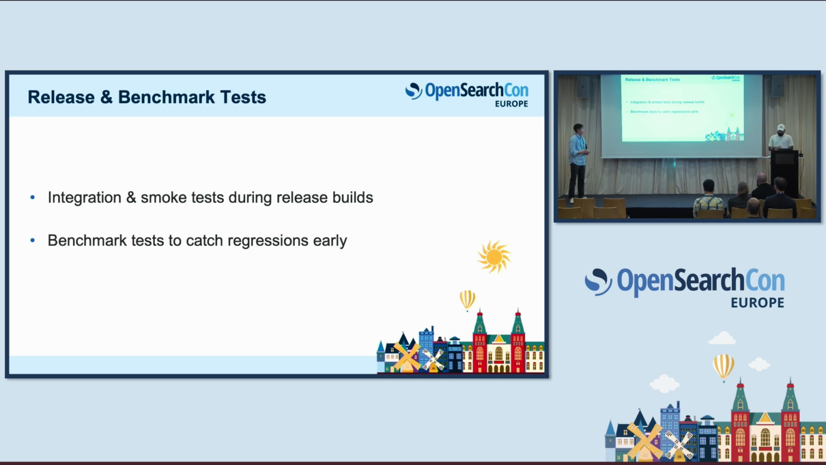In addition to this, I'm not going to dive deeper into this portion yet, but we run integration and smoke tests during our release pipelines. These are very crucial. This is the last check before we actually publish release artifacts. In addition, we also run benchmark tests to catch regressions in latency, throughput, and resource usage early, to track performance of different versions over time. By automating these checks, we make our release cycles faster, safer, and more reliable without depending on manual validation, as Derek mentioned earlier.